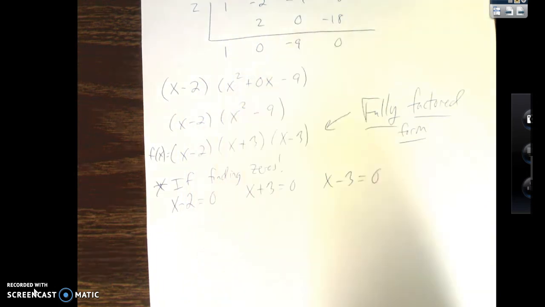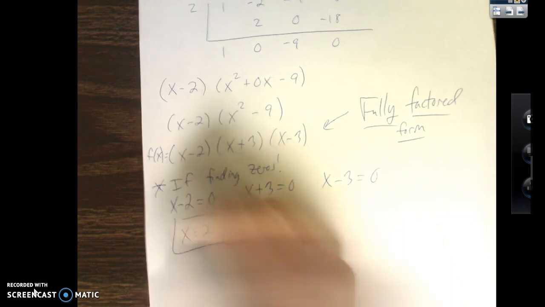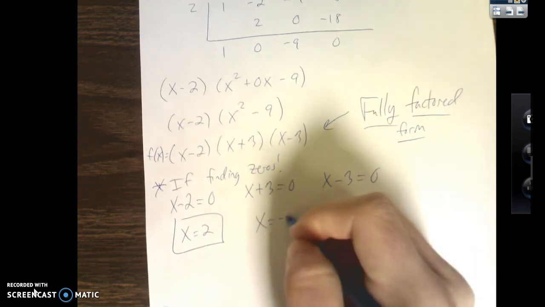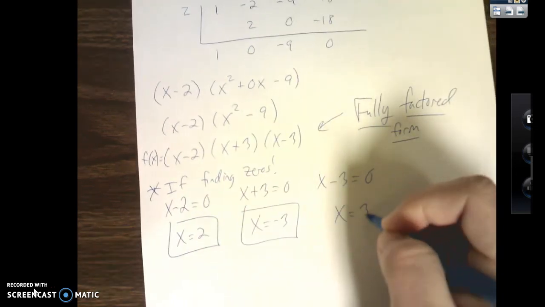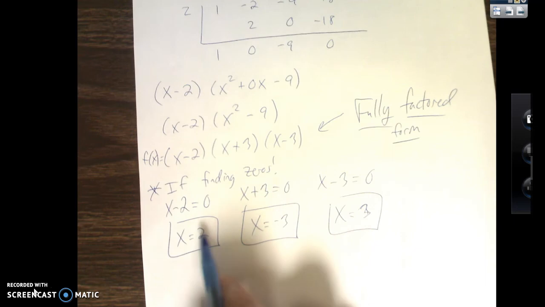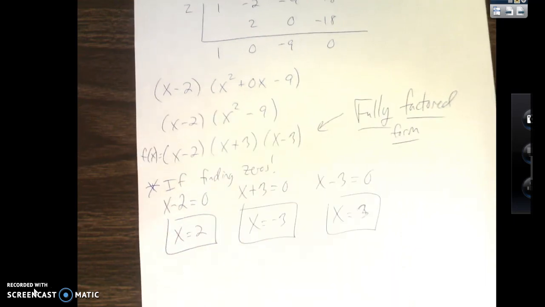So now I solve for this, x equals 2, x equals -3, and then x equals positive 3. And I didn't really show the work there, but I think you guys were cool with adding 2 over, subtracting 3, and adding 3.